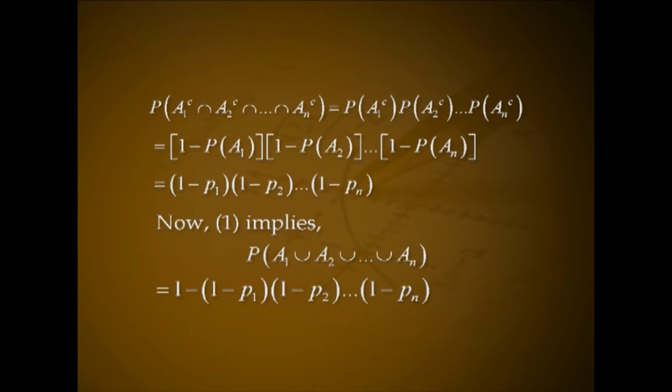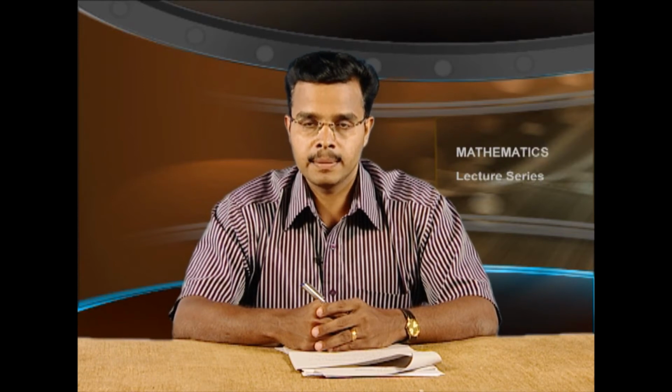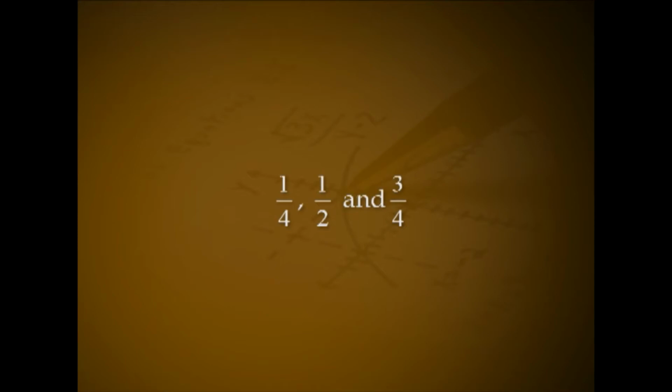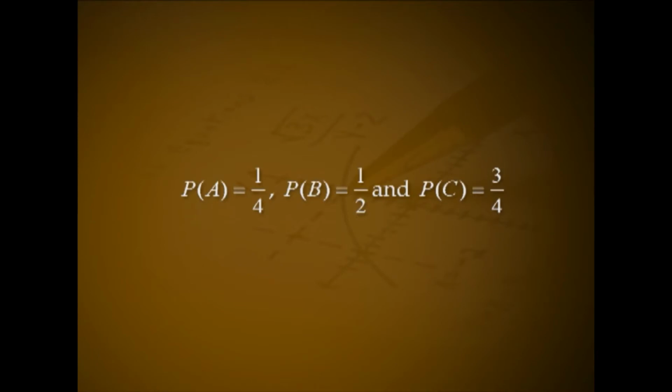A problem is given to 3 students A, B and C. They are trying to solve the problem independently. Their respective chances of solving the problem are 1 by 4, 1 by 2 and 3 by 4. Find the probability that the problem is solved. The solution. Let A, B and C denote the event of the problem is solved by the student A, B and C respectively. It is given P of A equal to 1 by 4, P of B equal to 1 by 2 and P of C equal to 3 by 4.